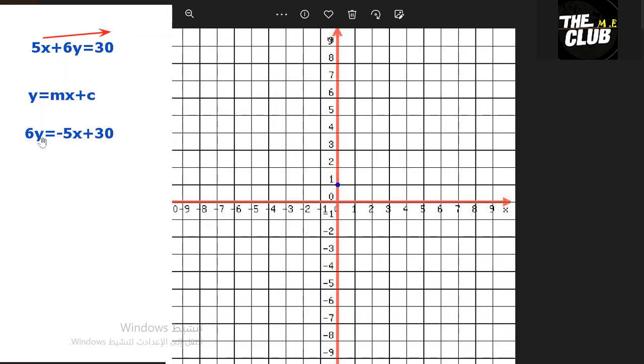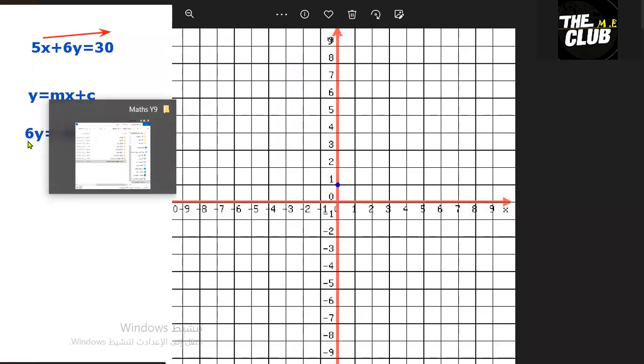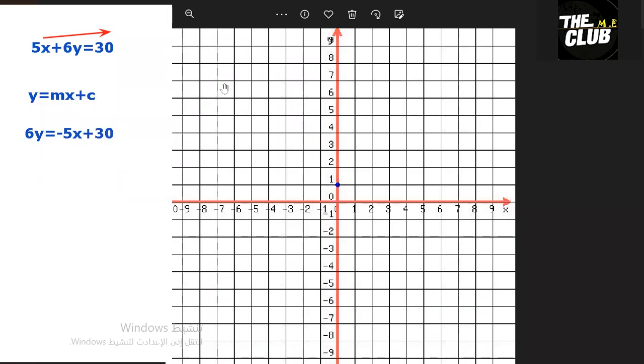Okay. So the first thing we did was take the 5x to the other side, and it becomes negative 5x, because we want the equation in the form y equals mx plus c. Now we want y alone and I have 6 here. What do we do? I'll take it by dividing. When I divide, I'm going to divide all sides by 6: this by 6, this by 6, and even this by 6. Focus on this. This step is very important.